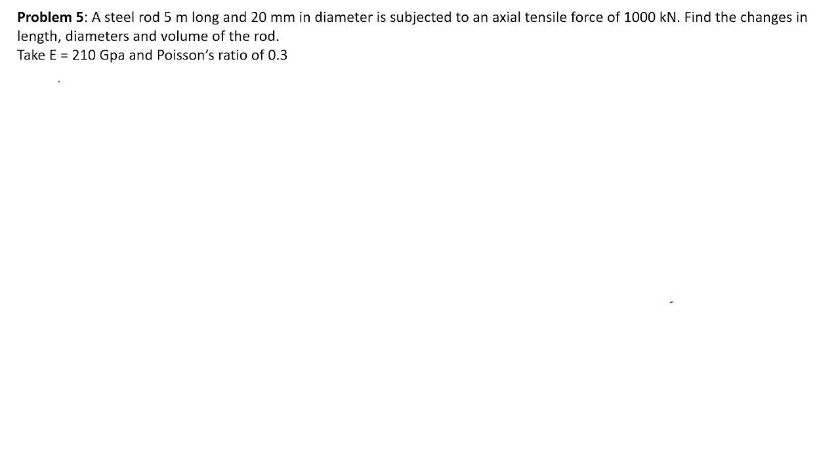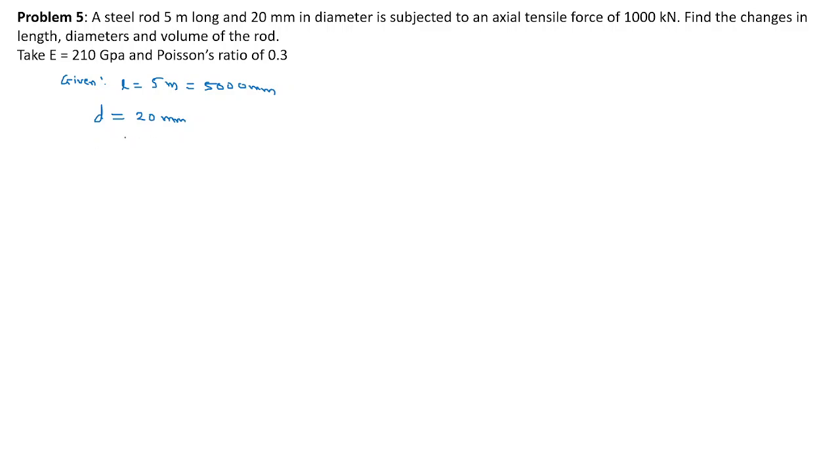Okay, so here is another simple problem. We can write the given data. Given is a steel rod 5 meter long. So length is given, L is equal to 5 meter. We can convert it into mm, 5,000 mm. Next is diameter, 20 mm.